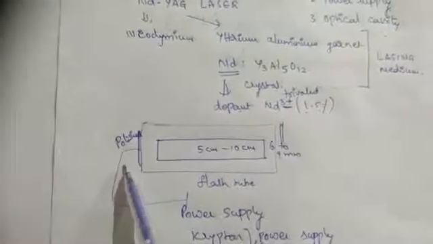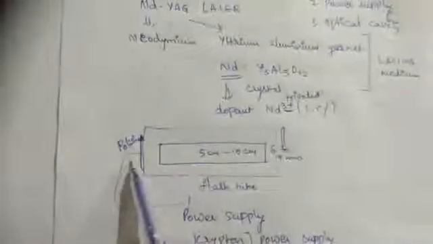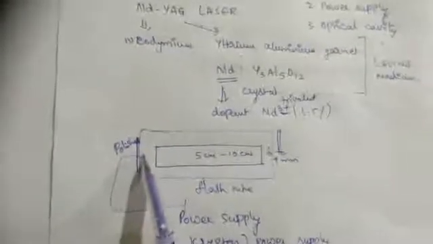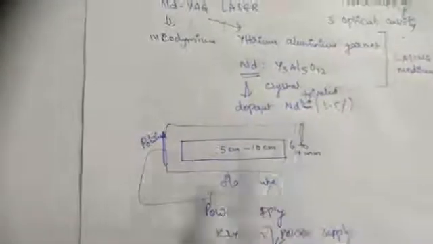And this rod is placed in a flash tube, a cylindrical tube, and both ends are polished such that one becomes a partially reflecting plate and the other becomes a fully reflecting plate. So when the laser is emitted, it is reflected back from the fully reflecting plate and comes here, again it goes there. That is, after multiple internal reflections, it comes out completely.